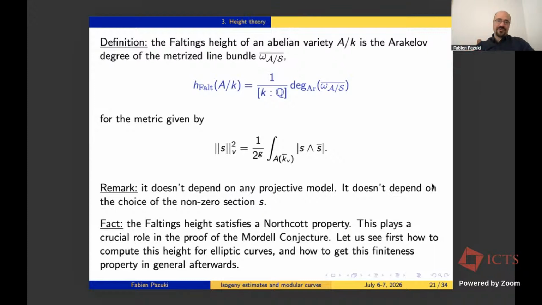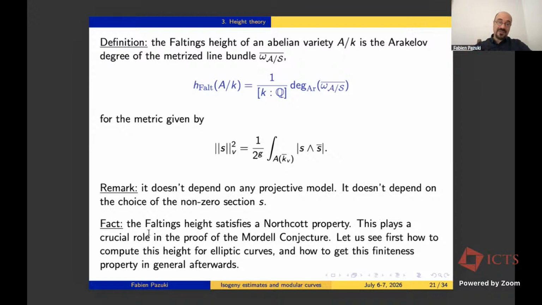Okay, talking about Northcott property, it's a fact that the Faltings-Height actually satisfies a Northcott property. What does it mean? It means that boundedness implies finiteness. Now, because the situation is slightly more difficult than just algebraic numbers, you have to be a bit careful with that statement. You need to know what kind of finiteness you get if you bound the Faltings-Height from above. And so you need to fix the base field, you need to fix the dimension. It's up to isomorphisms. I mean, of course, there's a clean statement. But it satisfies a Northcott property.